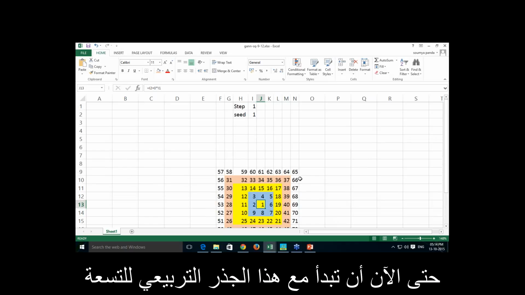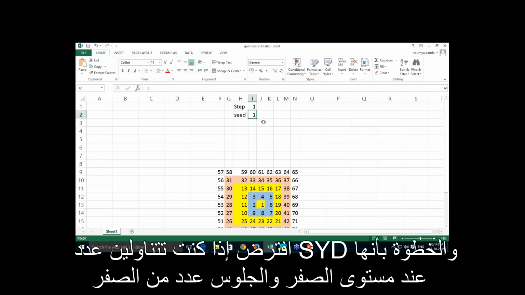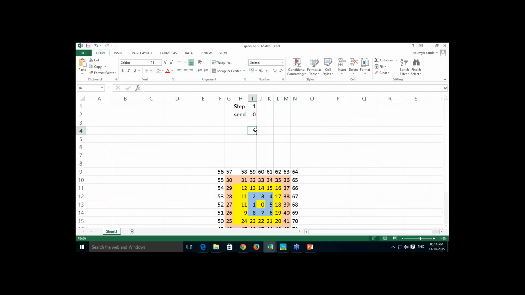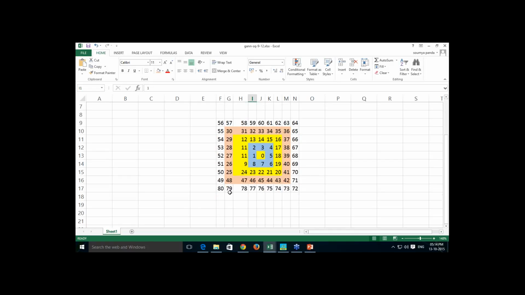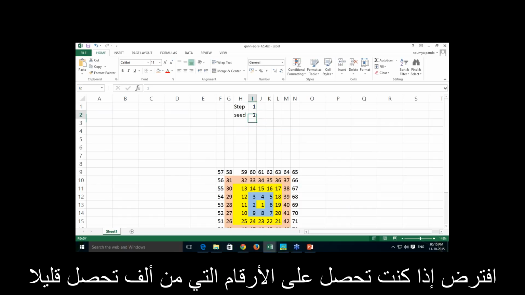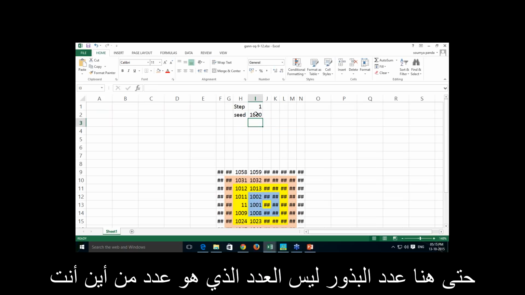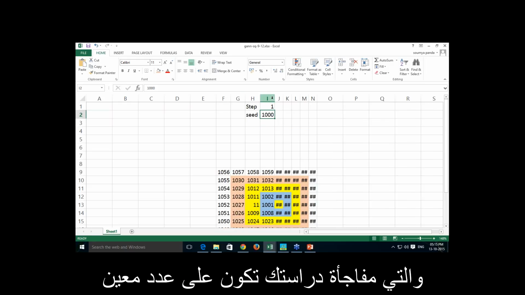So now, to start with the square of 9, you need a step and you need a seed number. Suppose you are taking the seed number as 0 and the step as 1. Then you will be starting 0, 1, 2, 3, 4, 5, 6, 7, 8, 9 and it will end at 80. Suppose you start the seed number as 1, you will get another level. Suppose you get the numbers as 1000, you will get another level. So here, the seed number is the number from where you will start your study.